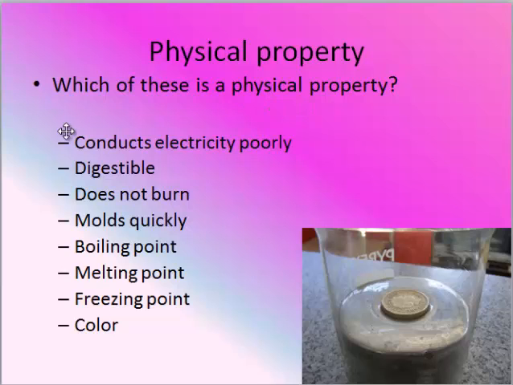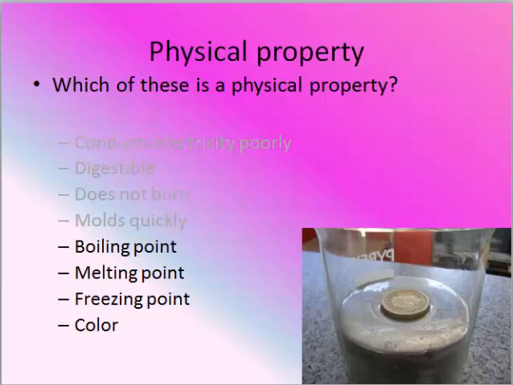Physical property. So which of these is a physical property? So conducts electricity poorly, digestible, does not burn, molds quickly, boiling point, melting point, freezing point, color. So yep, the boiling point, the melting point, the freezing point, and color are all physical properties because those are all things that we can see without changing the substance.